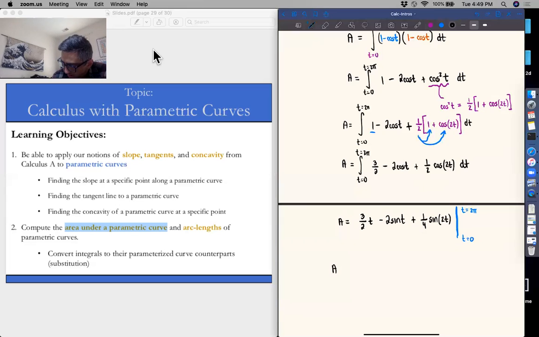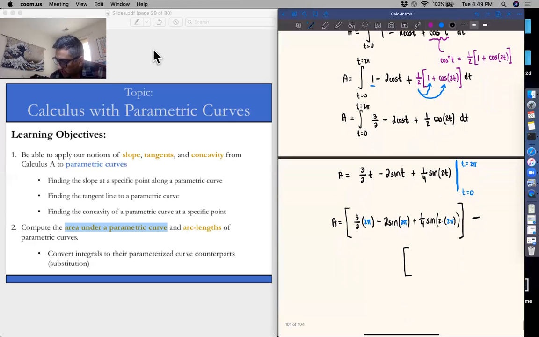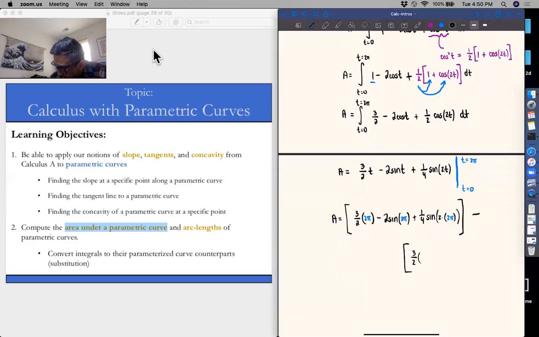So if we plug in those bounds, we will get the following. Plugging in the upper bound first, we have 3/2 times 2 pi minus 2 sine of 2 pi plus 1/4 sine of 2 times 2 pi. And then we subtract from that the antiderivative evaluated at the lower bound, which in this case will be 3/2 times 0 minus 2 times sine of 0 plus 1/4 sine of 2 times 0.